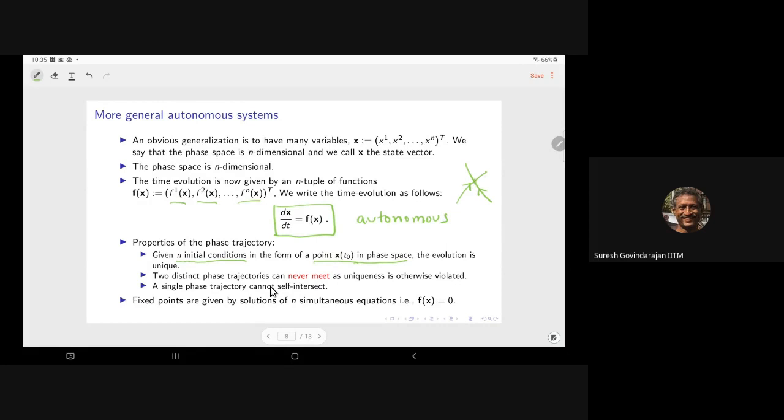Now I can go back to the first condition and pick this as my initial condition. And what this says is that the evolution has to be unique. So you can't have it go this way sometimes and this way at other times. This is a deterministic equation. So this cannot happen. This kind of thing cannot happen.